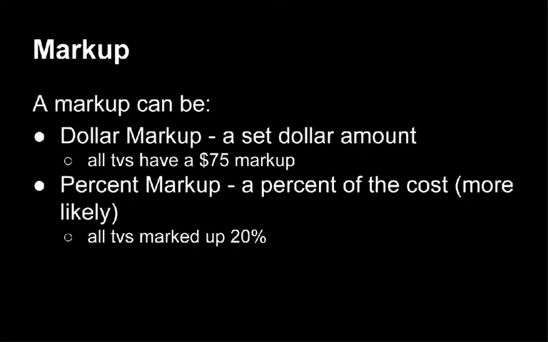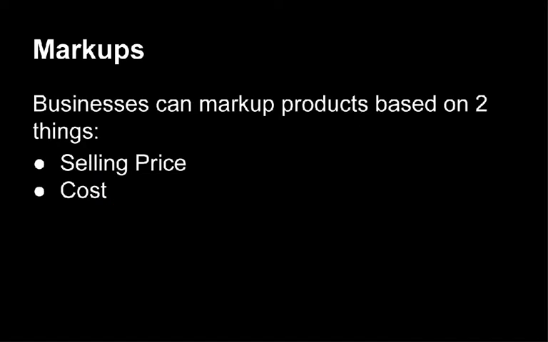There's two types of markups that can happen. You could have a dollar markup, which is a set amount, but more commonly what you're going to get is a percent markup, which is based on the percent of the cost, the percent of what they paid for that item. For example, all TVs might be marked up 20%. And businesses can do markups based on two things: selling price and cost. In this video we're going to focus on cost. We'll do another video about selling price.